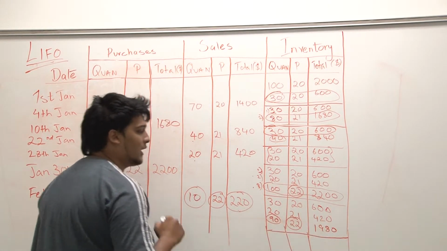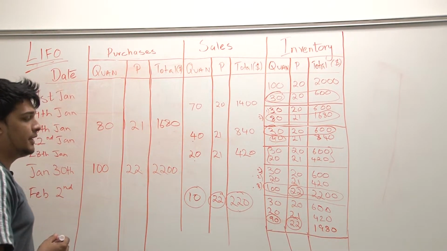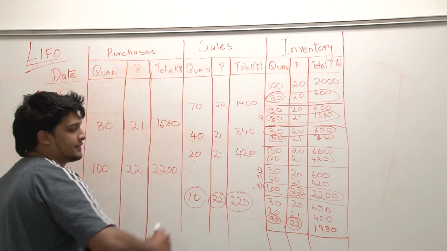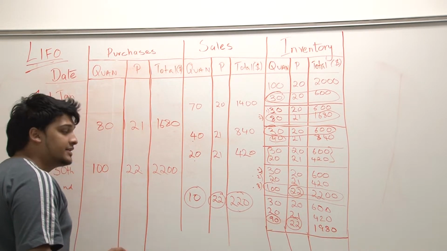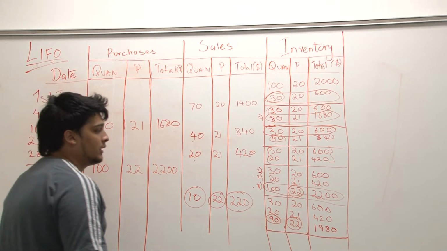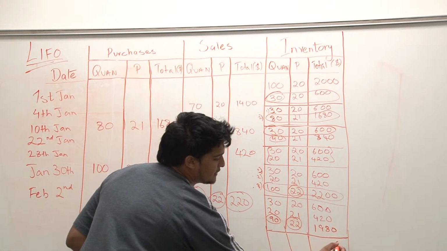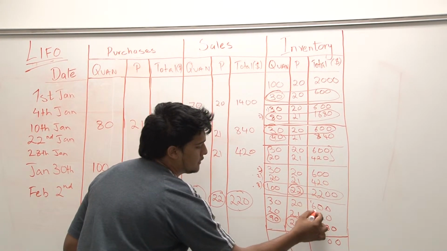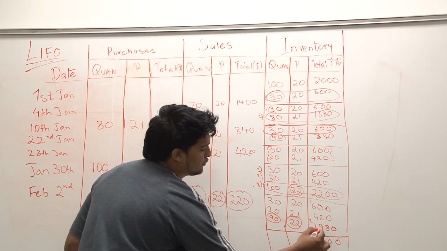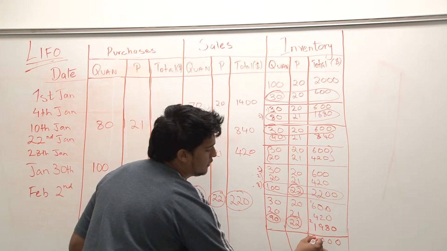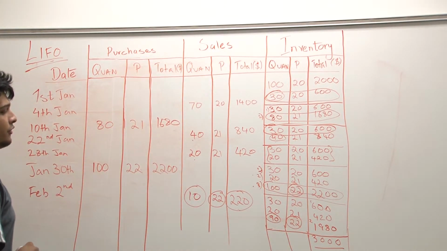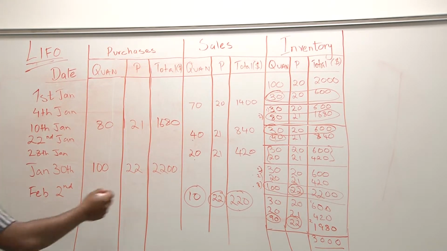Now, the question might be, what is the total ending balance? My total ending inventory balance is 1,023... there you go. $3,000 for my ending inventory balance.